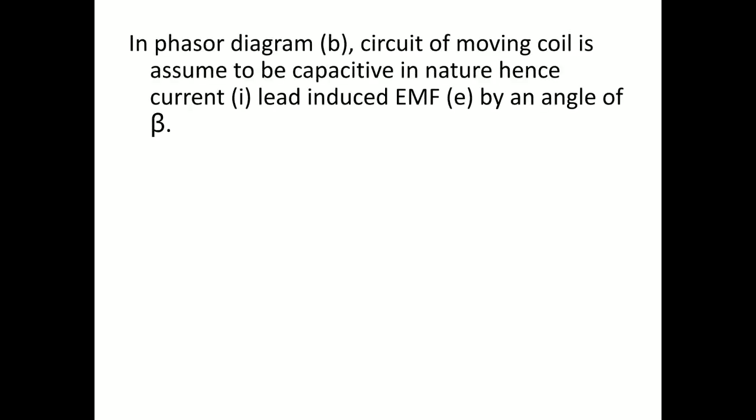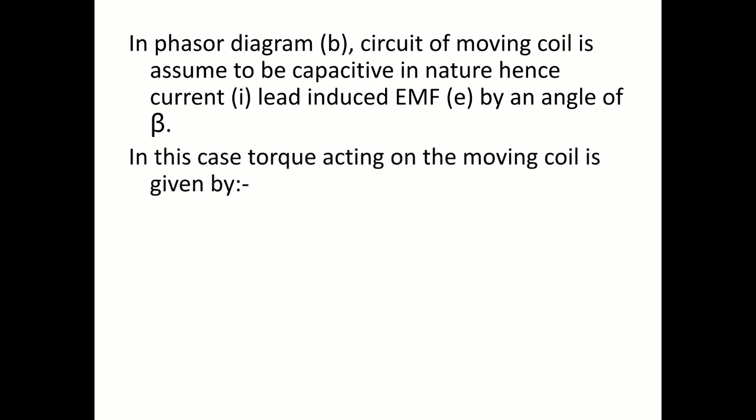Now suppose you consider that the nature of the moving coil is capacitive, then in that case what will happen? The current small i leads the induced EMF small e by an angle of beta. Therefore, in this case, the deflection torque acting on the moving coil is given by TD is proportional to capital I into small i into cos of 90 minus beta.